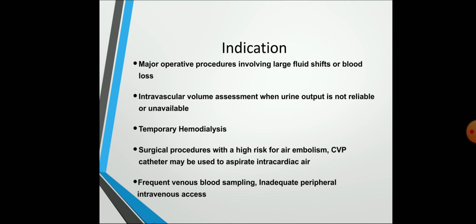Now what are the indications of putting a central venous access catheter? It is an invasive procedure and it has its own risk, so you need to know the indications. Normally you put the central venous access catheter in the OT, especially when you are doing major operative procedures involving large fluid shifts or blood loss, because you will be able to give fluids and blood at a much faster rate. Then also in intravascular volume assessment, when urine output is not available or reliable.